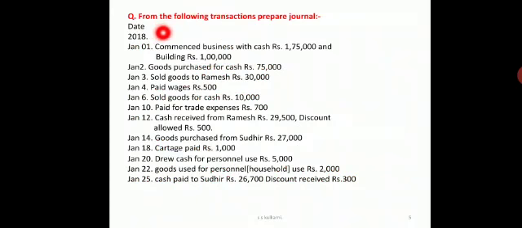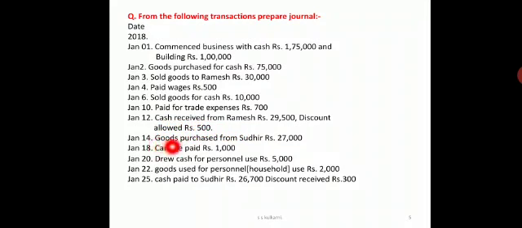Yes, I am having a problem. Commenced business with cash 1,75,000 and building 1 lakh. Second, goods purchased for cash 75,000. Third, sold goods to Ramesh 30,000. Fourth, paid wages 500. Sixth, sold goods for cash 10,000. 10th, paid trade expenses 700. Next, cash received from Ramesh 29,500 and discount allowed is 500.